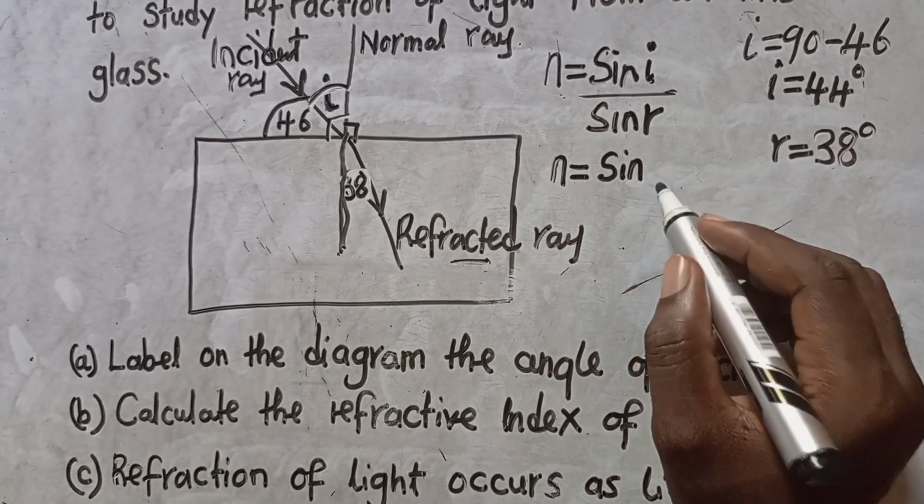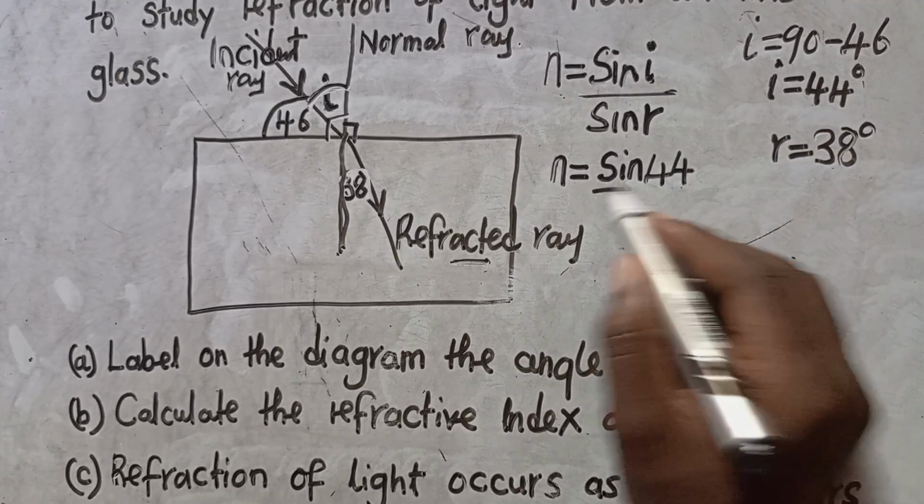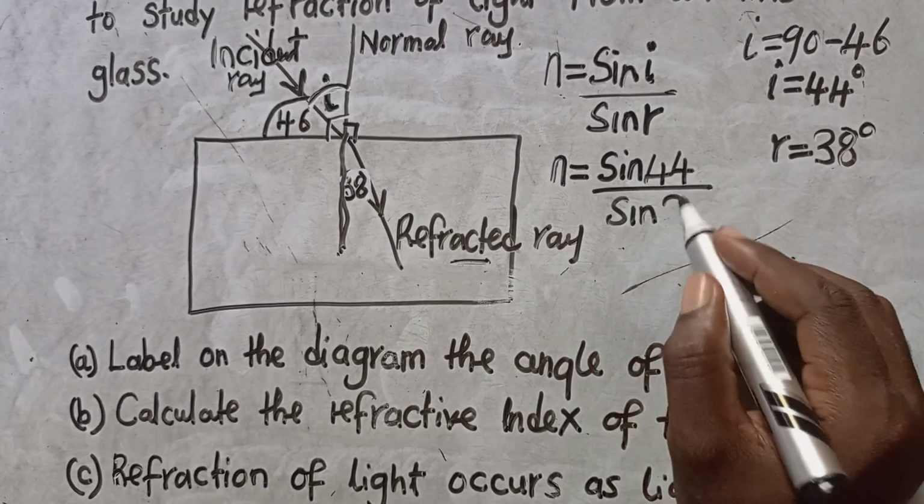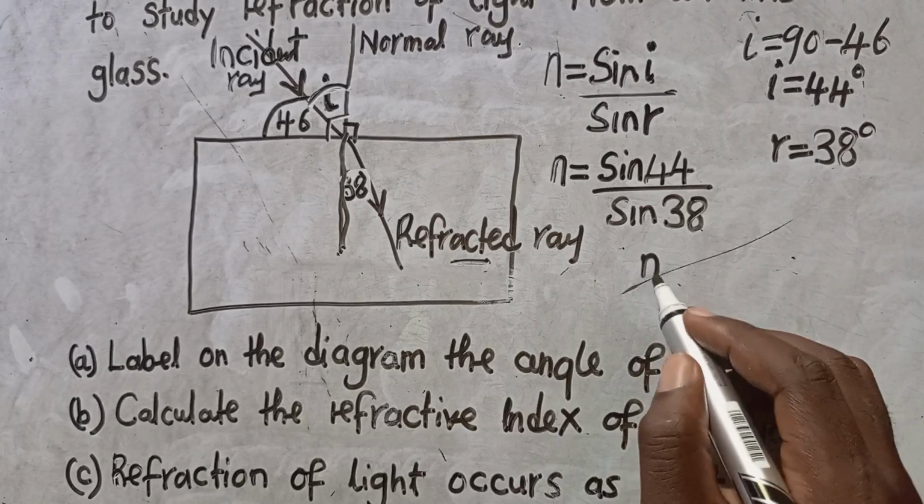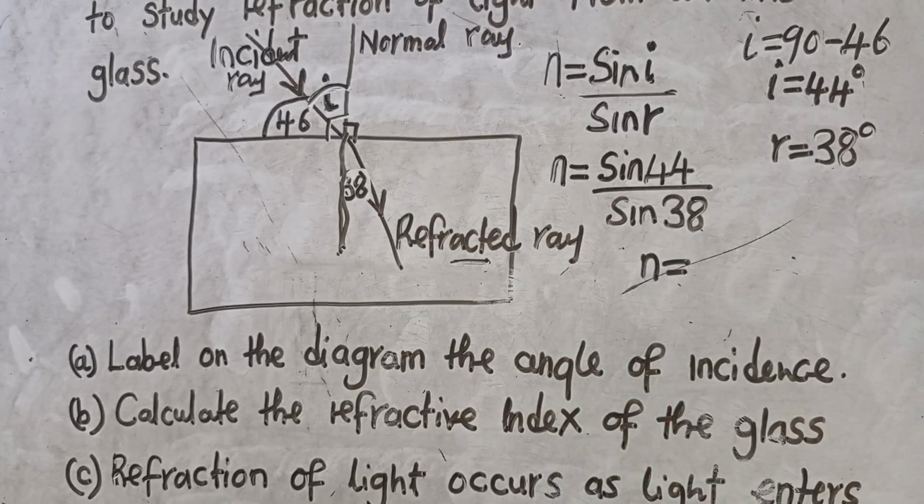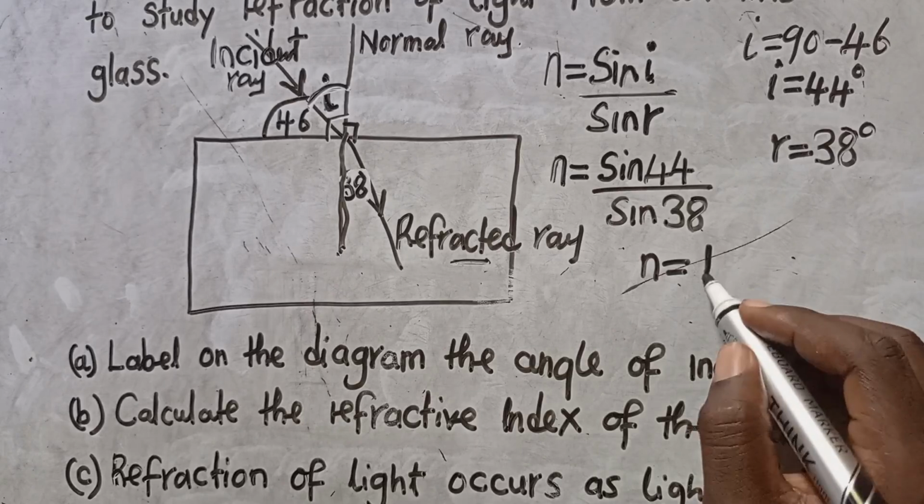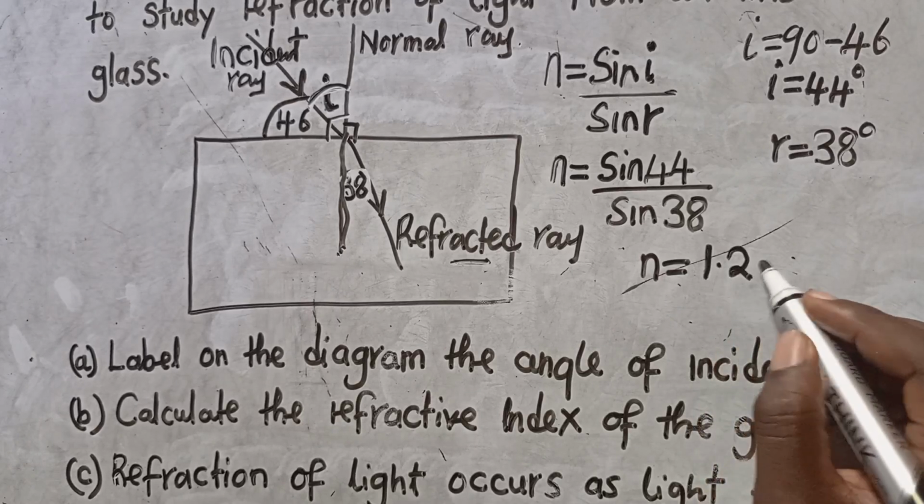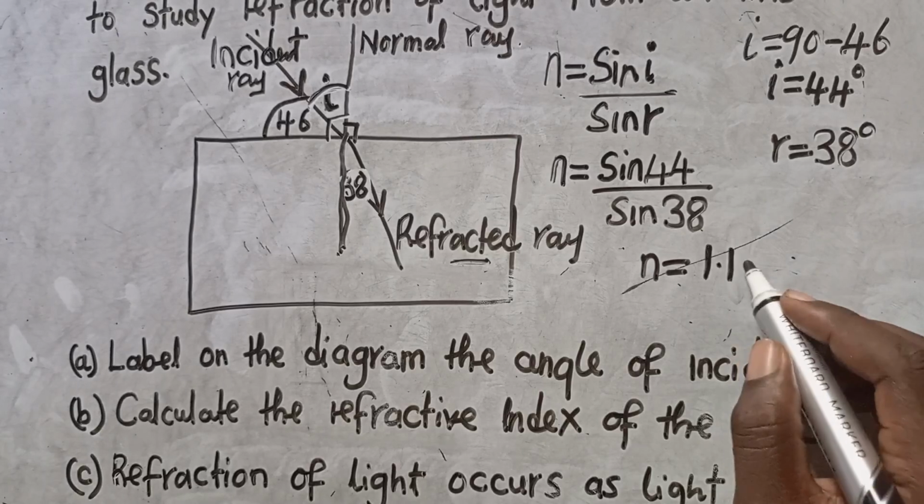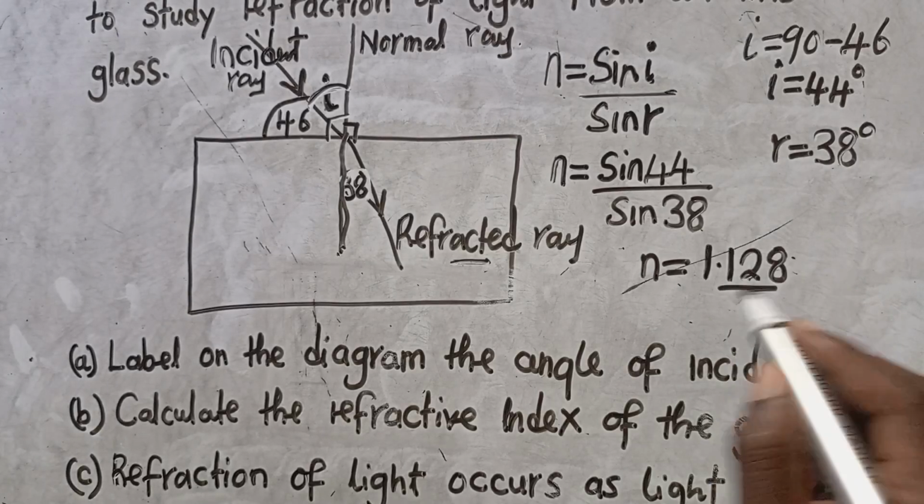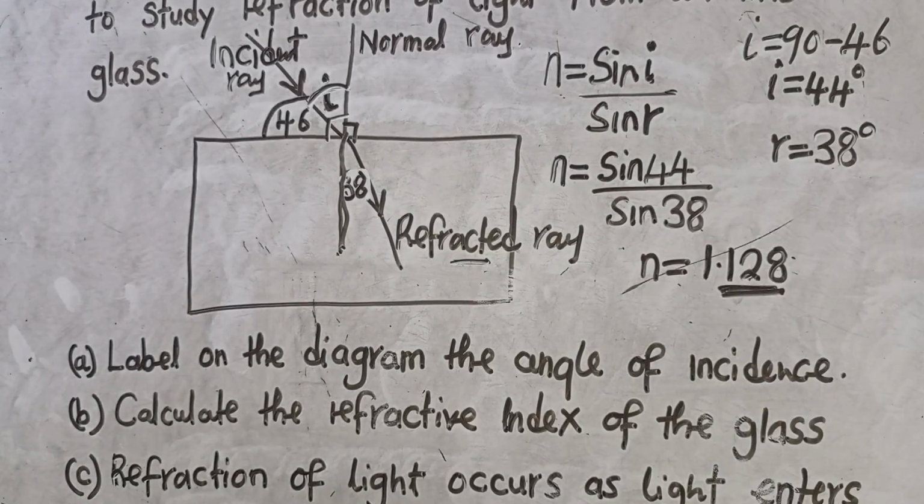So the refractive index is sine 44 over sine 38. The refractive index is a ratio, so it doesn't have units. When you divide, use your calculator. What is sine 44 divided by sine 38? The answer you are getting should be 1.128. This is the answer that I'm getting. Kindly confirm with me if this answer is correct.